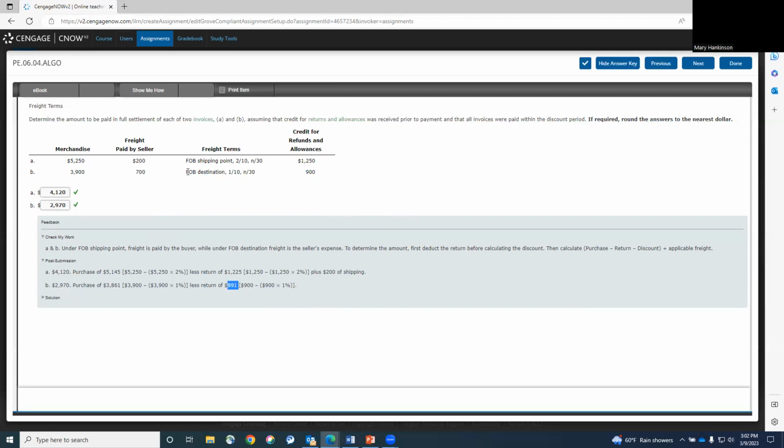Now, because it is FOB destination, we do not add the shipping. We do not add the shipping. So you would just take the purchase of $3,861 minus the return of $891. And the amount to be paid in full for B is $2,970.